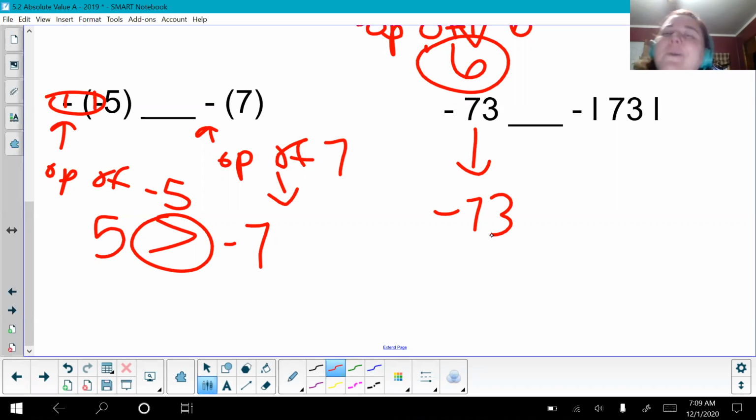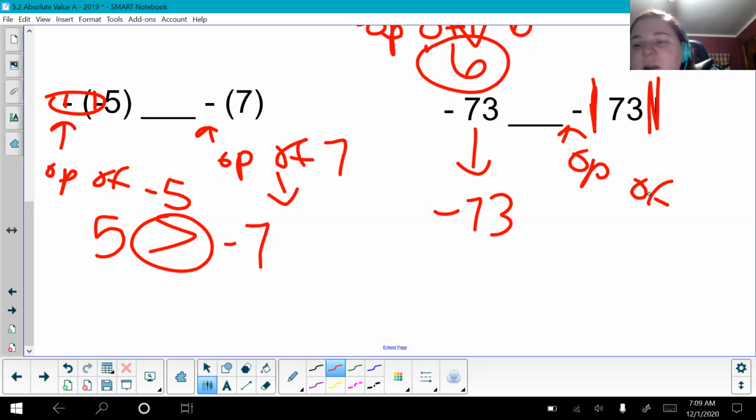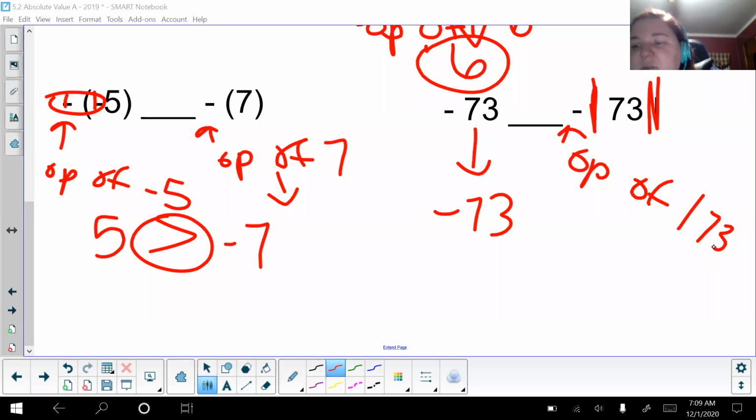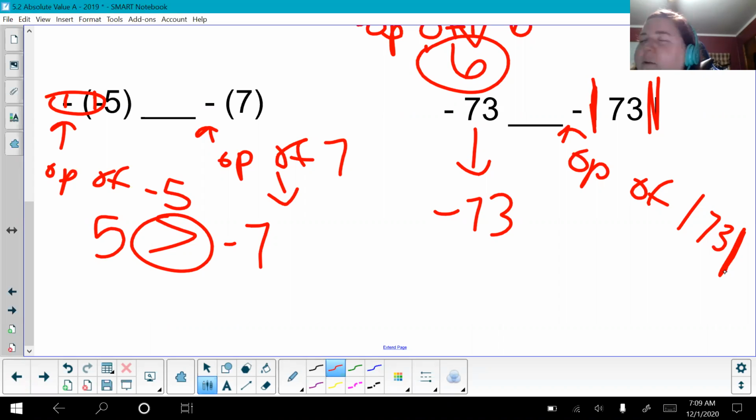But this one I threw in there just to see if you could catch on to it. What if I had absolute value, right, but then I got a negative on the outside? We know that a negative on the outside means opposite. So this really means, in words, take the opposite of the absolute value of 73. Well, ask yourself, how far is 73 from 0? Okay, 73.